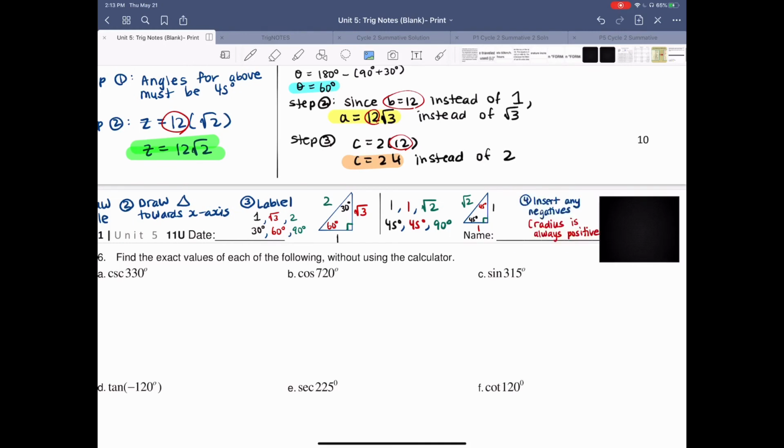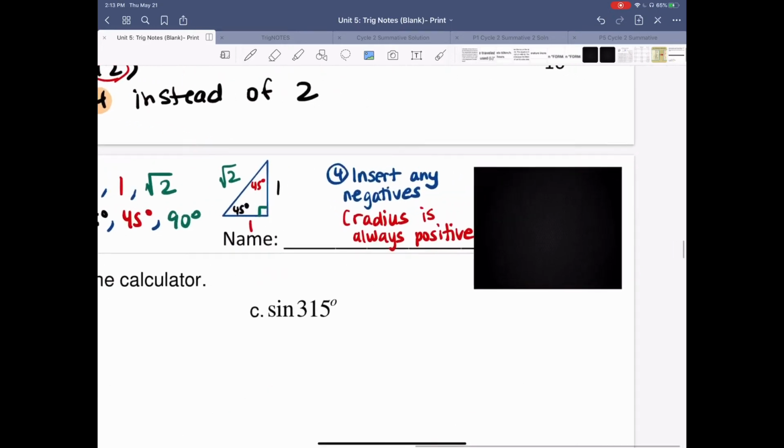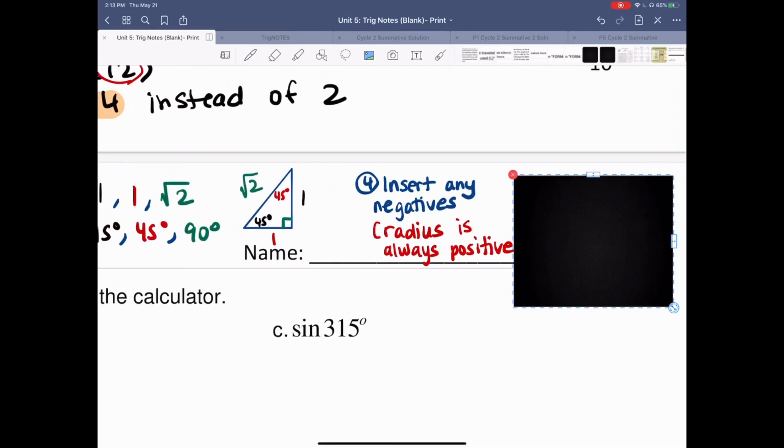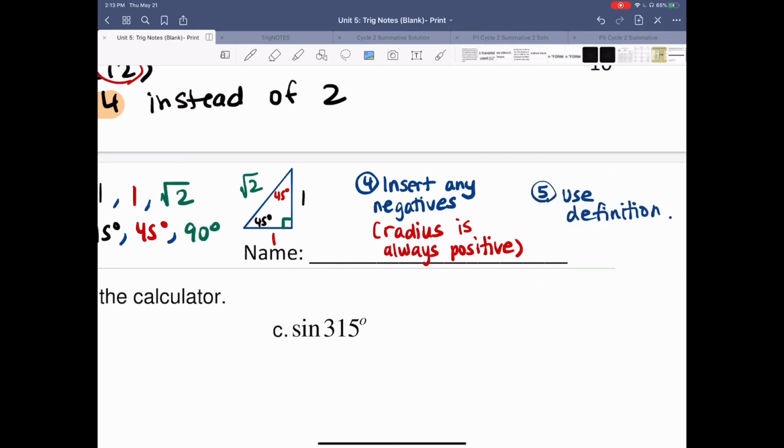Next, you're going to insert any negatives where applicable. So for example, for x or y, you might have some negative values, whereas radius is always going to be positive because it's like a dimensional figure. And lastly, you're going to use any relative definitions.